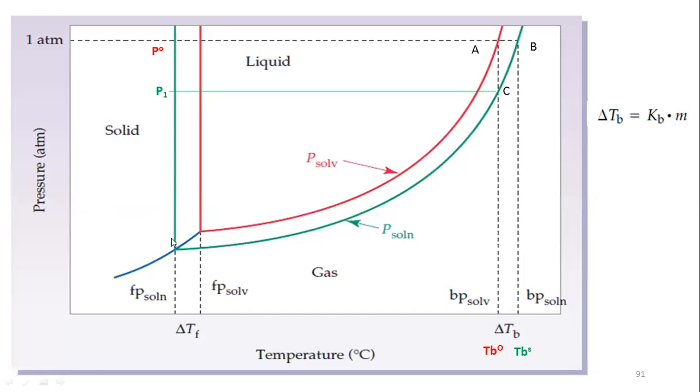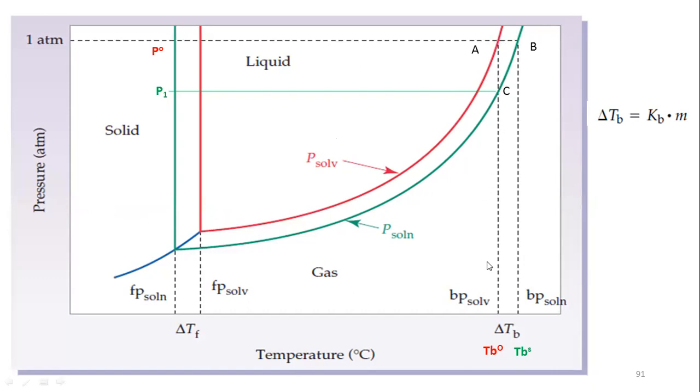I will be using the same graph. In detail, I will first explain the elevation of the boiling point. Consider point A. This is the vapor pressure of the pure solvent, and this line is the vapor pressure of the solution. The solution has a lower vapor pressure as compared to the pure solvent. So I am marking this point A.